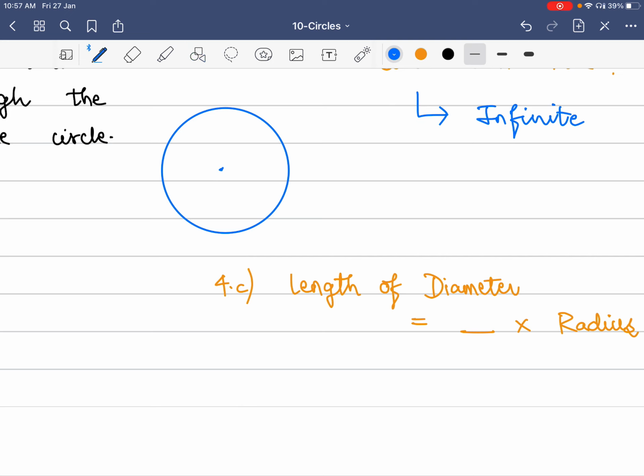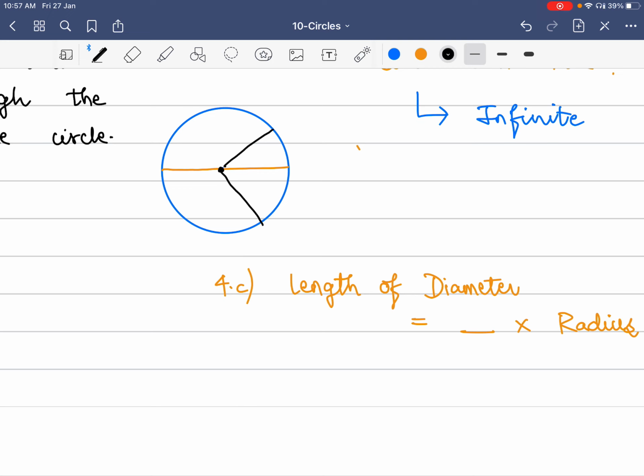Now, what is the diameter? It's a chord that passes through the center of the circle. So I'm going to draw it like this. And what is the radius? What is the definition of radius that we saw before? Radius is any line segment that connects the center to the end of the circle. Take this center and connect it to the end of the circle.